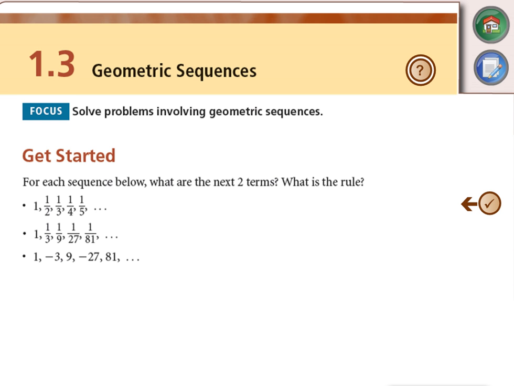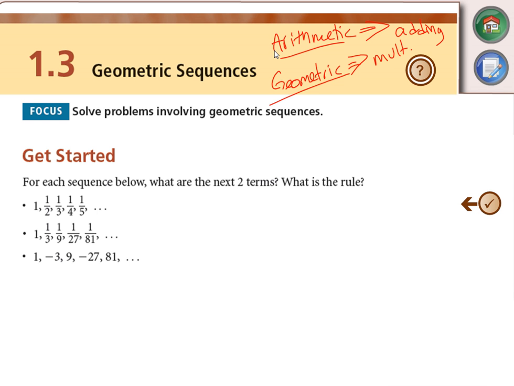So that's going to give you a little bit of an indication about what geometric sequences are talking about. Arithmetic, that was talking about adding. We had a common difference between each term. In geometric, we're going to be multiplying to get to the next term.